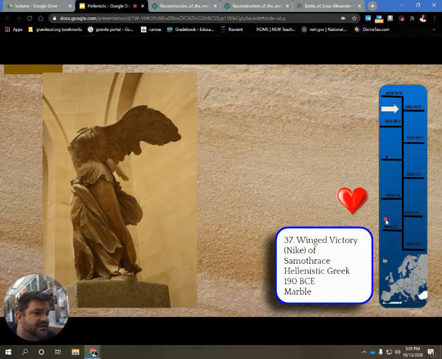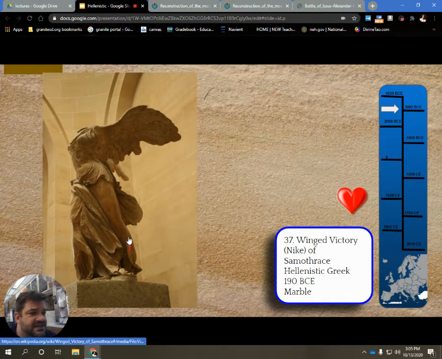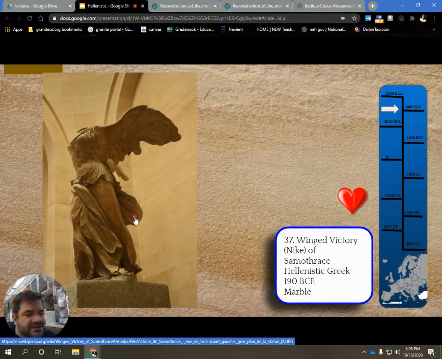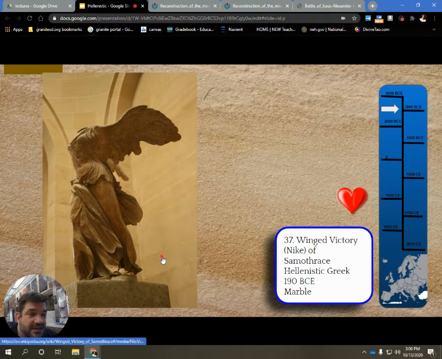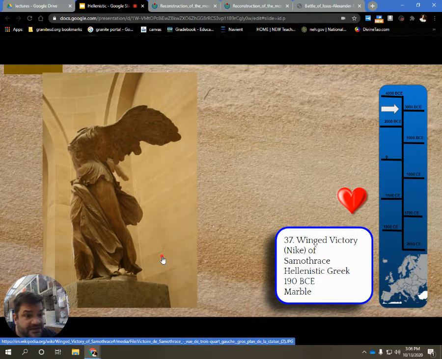And our next piece is the Nike of Samothrace. This is Winged Victory. And if you take a look at her, you may have seen her before. She has no arms, she has no head. And those have disappeared through the years. It was found on the island of Samothrace. Okay. And it's housed in the Louvre in Paris.